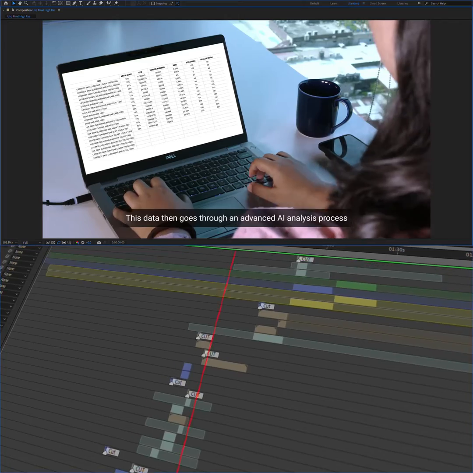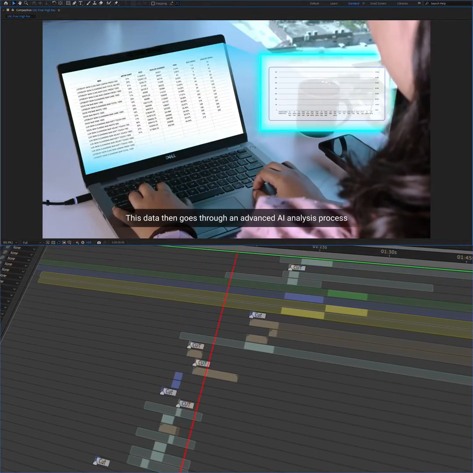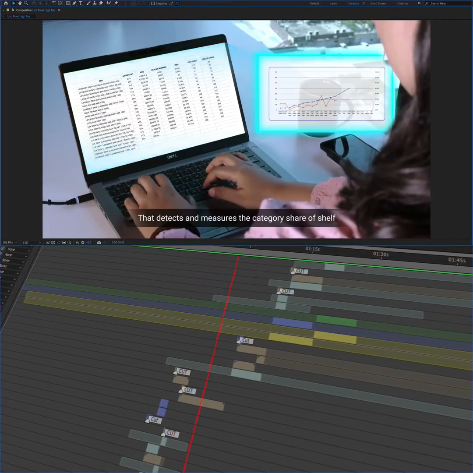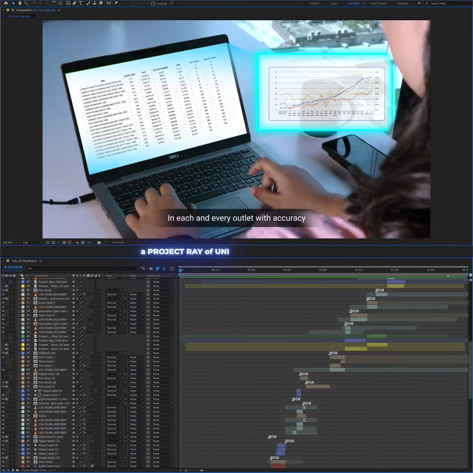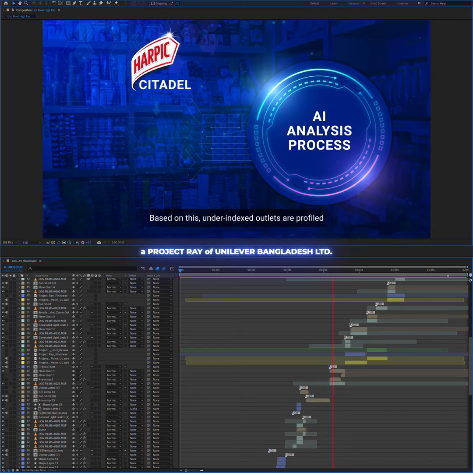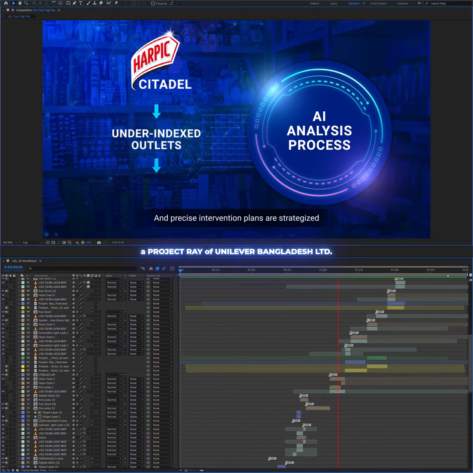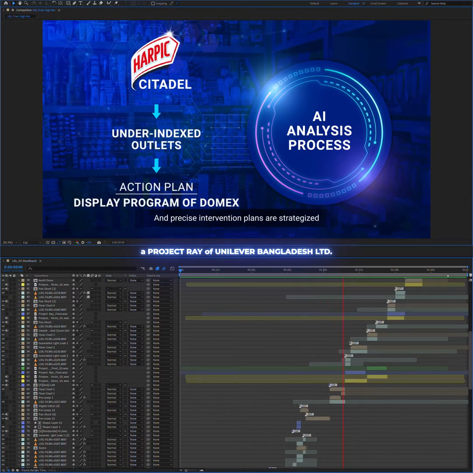need. This data then goes through an advanced AI analysis process that detects and measures the category share of shelf in each and every outlet with accuracy. Based on this, under-indexed outlets are profiled and precise intervention plans are strategized.